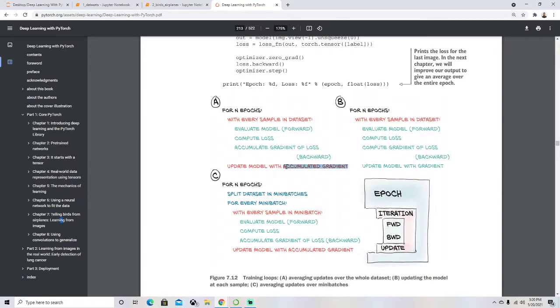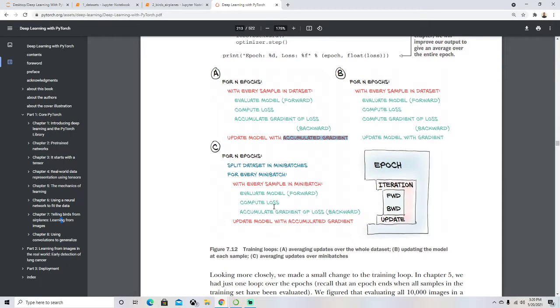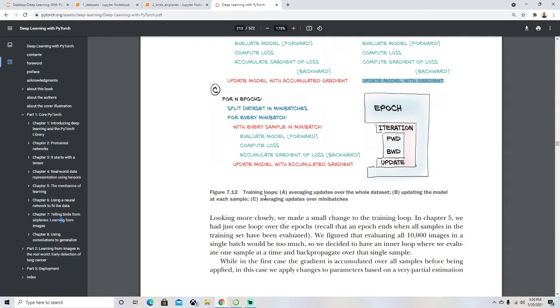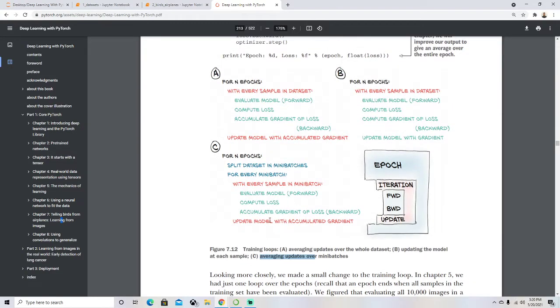Oh, so it doesn't clear the gradient. So A is an example of it not clearing the gradient. It's just taking the average of the gradient as each sample goes through it, and then after that full epoch, it will clear the gradient. For this one, it's clearing the gradient at each sample, and then C is clearing the gradient after each mini batch. So it's important to understand these 3 architectures.